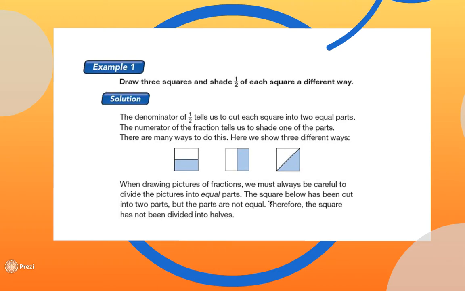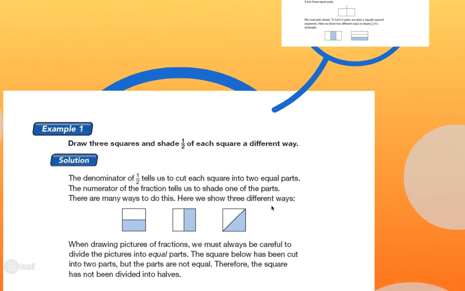I didn't put it in here, but if you were to draw a square and then drew a line right here on this side, for example, that wouldn't be equal halves, all right? It wouldn't be half. It would be probably like 1/4 because you're only cutting off a 1/4 piece. If it's asking for equal parts, whenever you're doing fractions, it must be cut into equal parts.